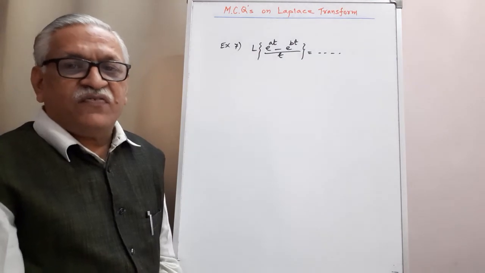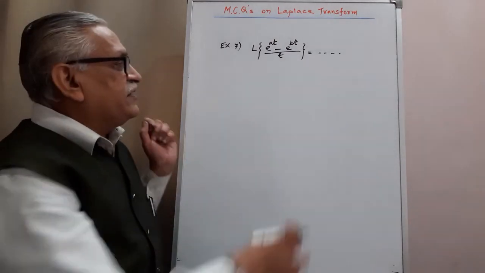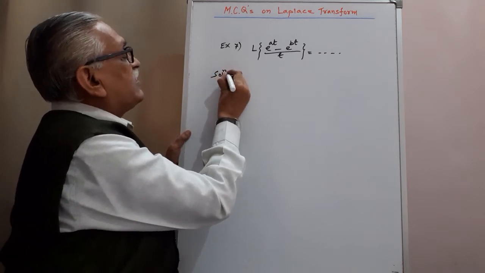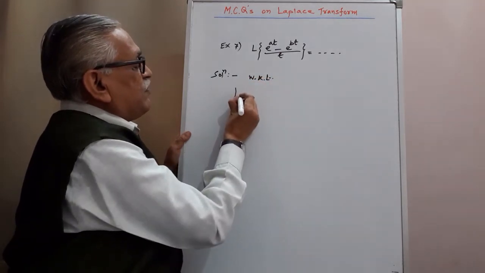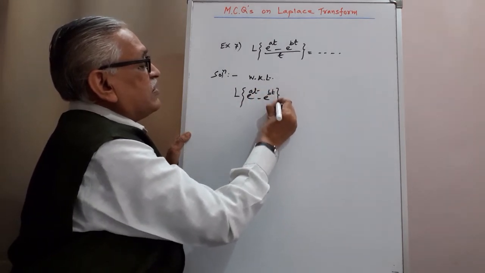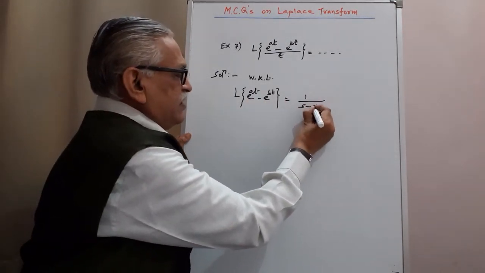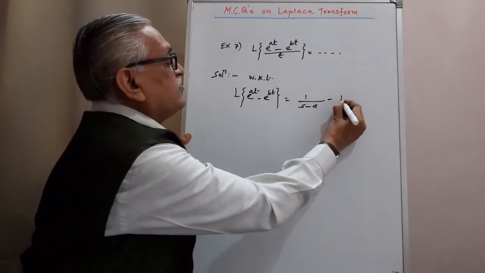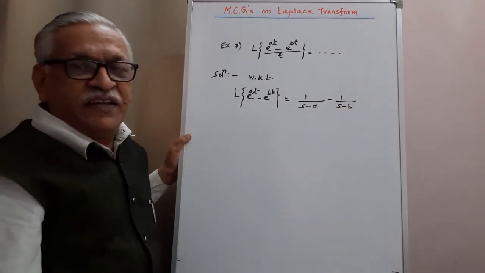Example number 7: find Laplace of e raised to at minus e raised to bt divided by t. It is f of t by t type of function, and therefore to find the correct option, we know that for the Laplace transform of e raised to at minus e raised to bt, taking individually, Laplace of e raised to at is 1 upon s minus a, and minus 1 upon s minus b, provided s greater than a and s greater than b.